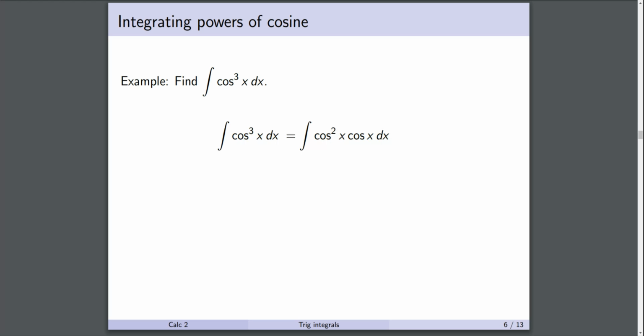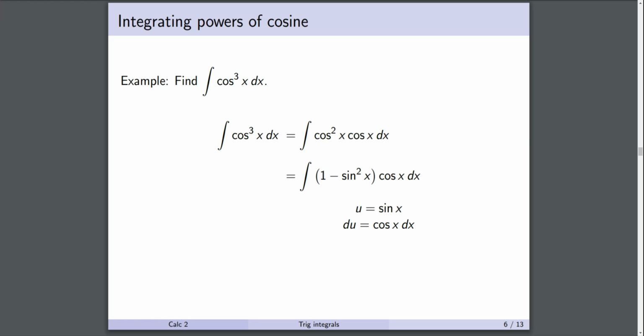So let's take a look at the details. For my first step, as we saw, I've got to split off a single cosine x from my power. The next thing I have to do on this problem, I'm going to look at that cosine squared x. And here we're going to apply our Pythagorean identity. So cosine squared turns into 1 minus sine squared. All the work we've done so far is to set up the following u substitution. So I let u equal sine x and du equal cosine x dx.